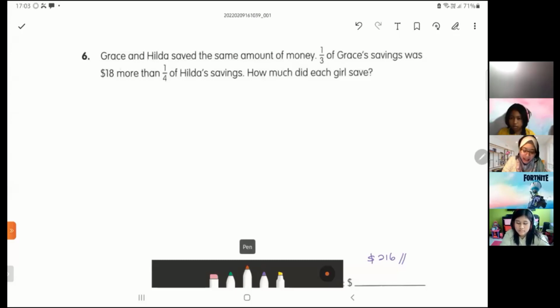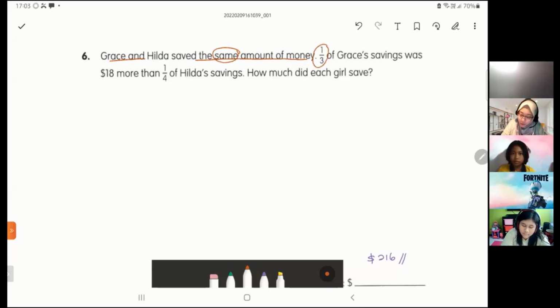Okay, Grace and Hilda saved the same amount of money. This is the important keyword, same. 1/3 of Grace's savings was $18 more than 1/4 of Hilda's savings. How much did each girl save?